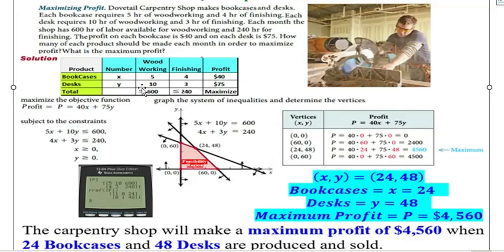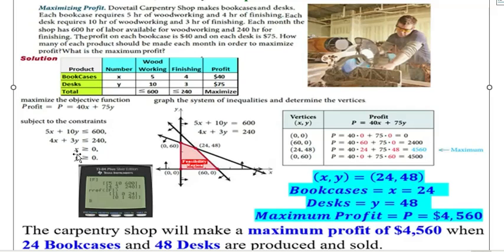Then 4x plus 3y, the maximum you can use is 240 hours, that is less or equal to 240 hours. Of course, you have to produce 0 or more bookcases, and you have to produce 0 or more desks. That means x is greater or equal to 0. So we're going to take these constraints, convert them into a graph, and get the feasibility region.